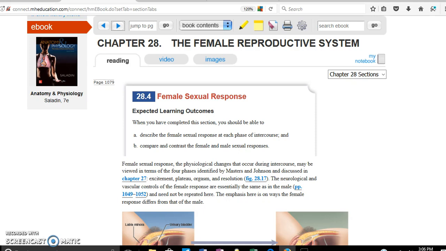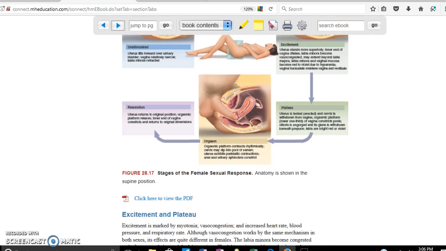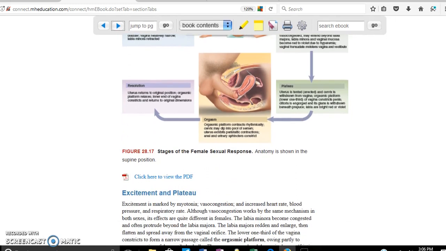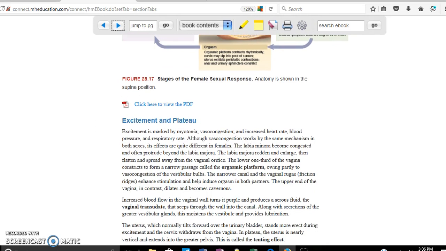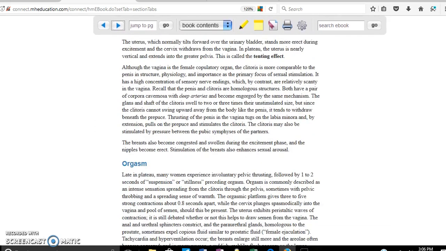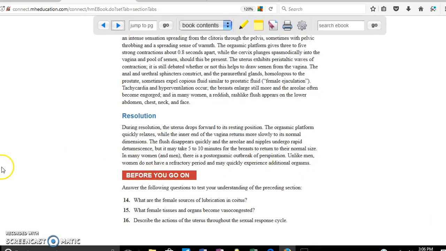Okay, the next topic is female sexual response. Obviously, what's the function of all these reproductive organs that females have? I'm not going to talk much about it, but it has 3 phases: excitement and plateau, where the blood pressure increases, the heart rate increases, the respiratory rate also increases. Then you have orgasm, and then at the end there is resolution.